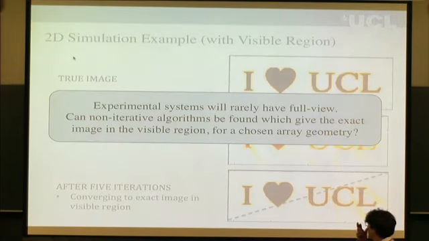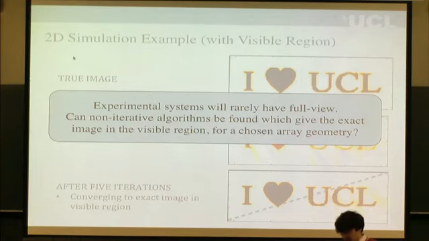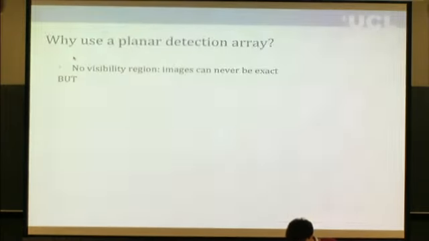Okay, so my first question is whether you can do this non-iteratively. So we know that you should be able to get an exact answer in a visible region. Can we get away from having to use this iterative algorithm, because having to run the forward and reconstruction algorithm several times is quite slow. So that's my first question, and I don't know the answer.